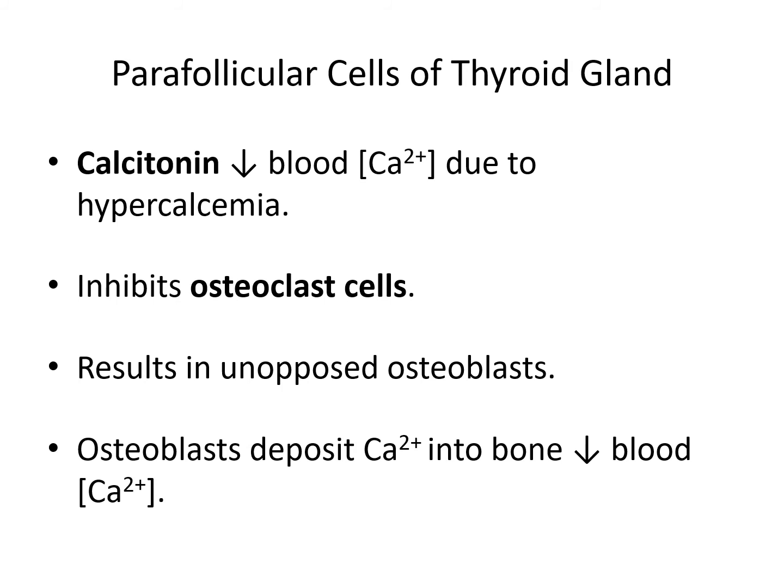Now, how does it do this? Well, what it does is inhibit osteoclast cells. And by inhibiting osteoclast cells, it leaves the osteoblasts unopposed. So if you remember from our bone lectures in SCB 203, osteoclasts break down bone, osteoblasts build bone.